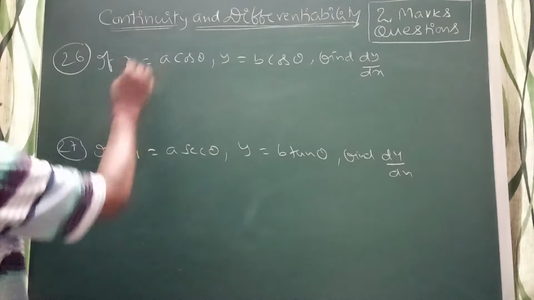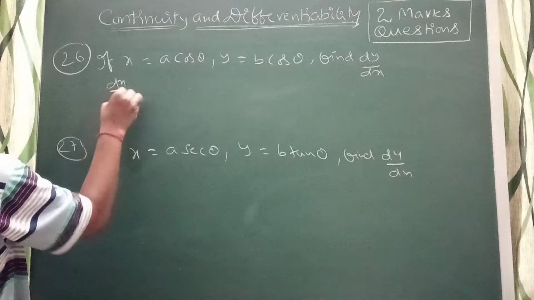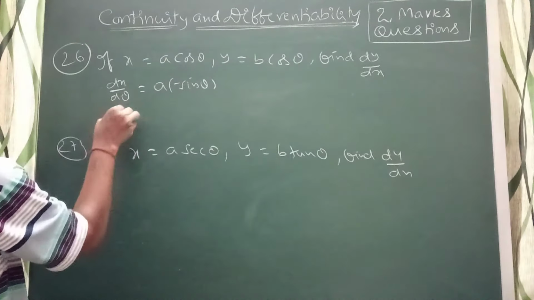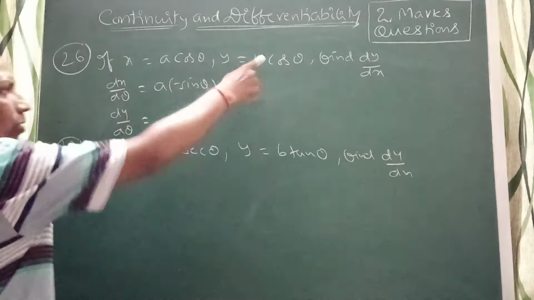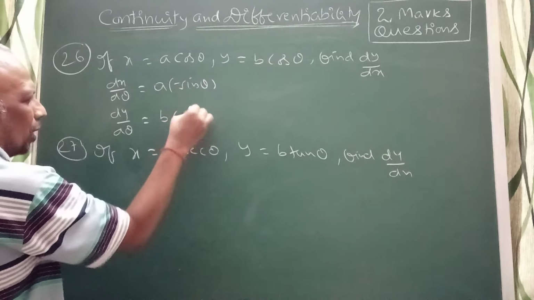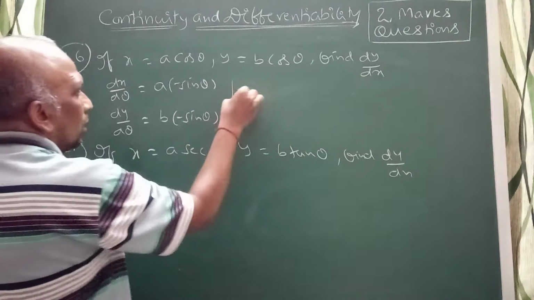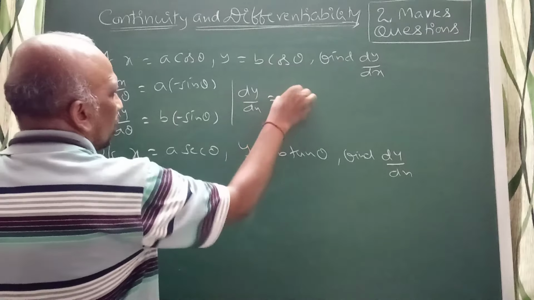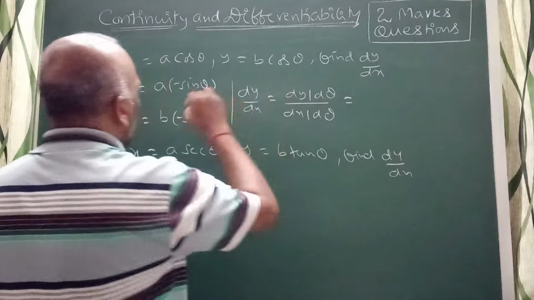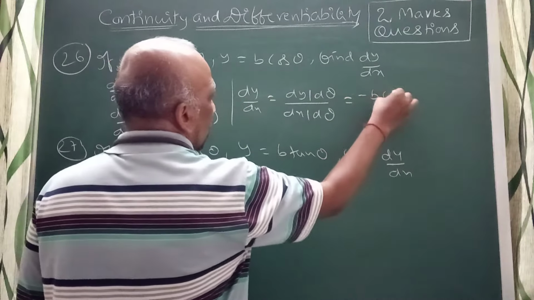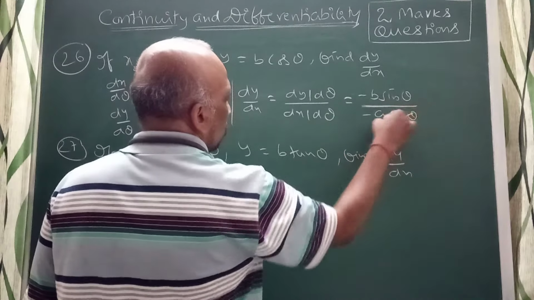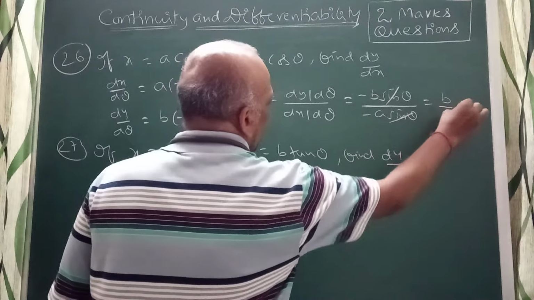Now see in this problem, dx by d theta, the derivative of cos theta is minus sin theta. For y equal to b cos theta, dy by d theta is b into derivative of cos theta, minus sin theta. They are asking dy by dx, means dy by d theta by dx by d theta, right? So you will get minus b sin theta by minus a sin theta. So you will get b by a, correct?